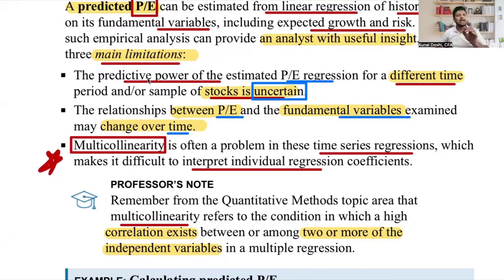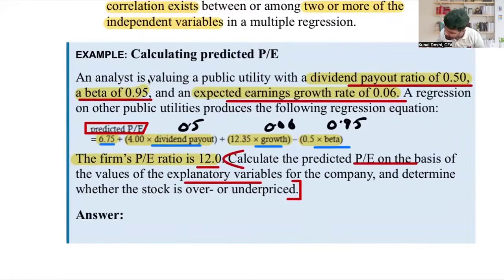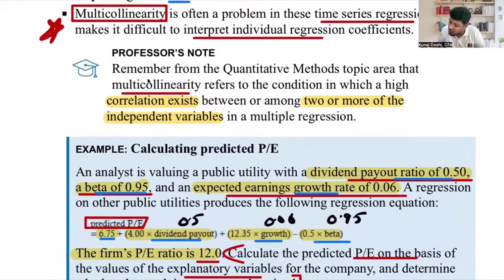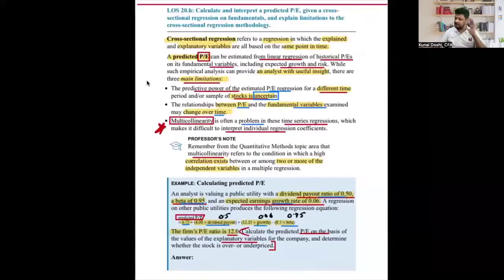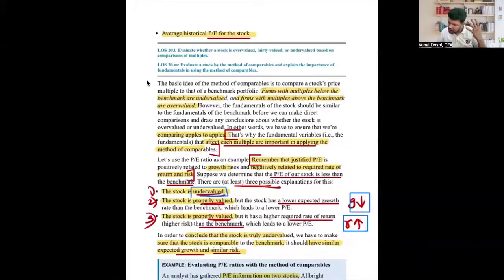Also, multicollinearity. What is multicollinearity? It is a condition where there is a high correlation amongst the independent variables. For example, earnings growth rate, payout ratio, beta, they are also highly correlated. So multicollinearity is generally a problem in regressions, correct? So predicting PE ratio based on this has its problems, but people might use them. Correct, everyone? Right?